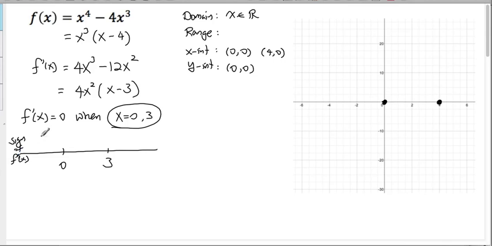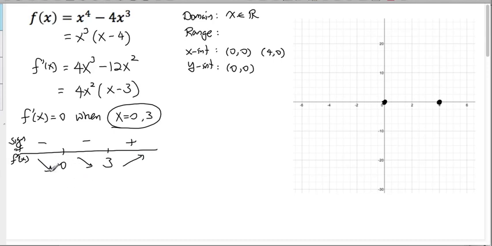Okay. So 4x squared is always going to be positive, so I just have to look at this x minus 3. For any negative number, minus 3 is going to be negative, so the function is decreasing. Between 0 and 3, let's say 2. So 2 minus 3 is negative. Again, it's going to be decreasing. And anything bigger than 3, minus 3 is going to be positive, so the function is increasing after 3.